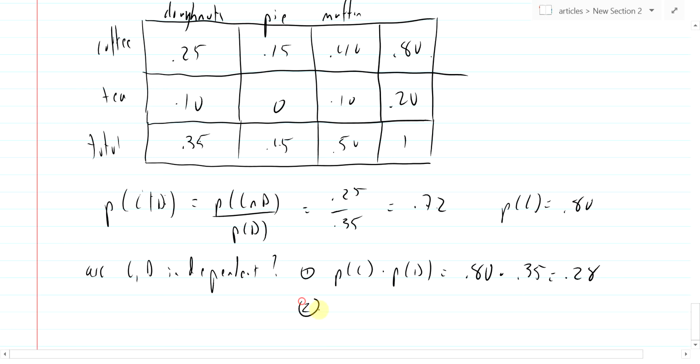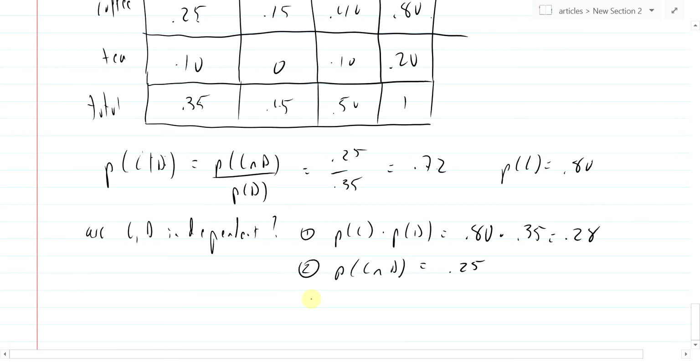Two, what's the probability of having a coffee and a donut? Well, that's 0.25. So three, since these answers are different, the two events are not independent. What you know is that if you see someone with a donut, they're less likely to be drinking coffee than the people in general, for this particular coffee shop.